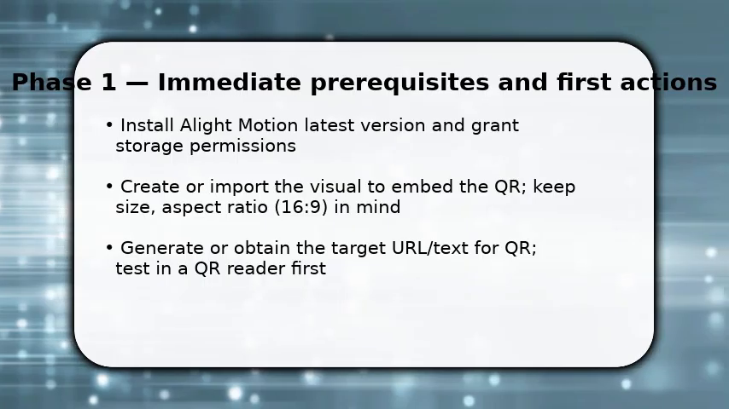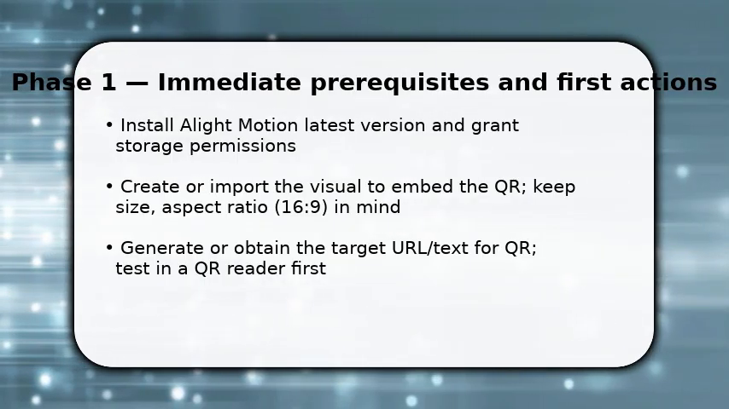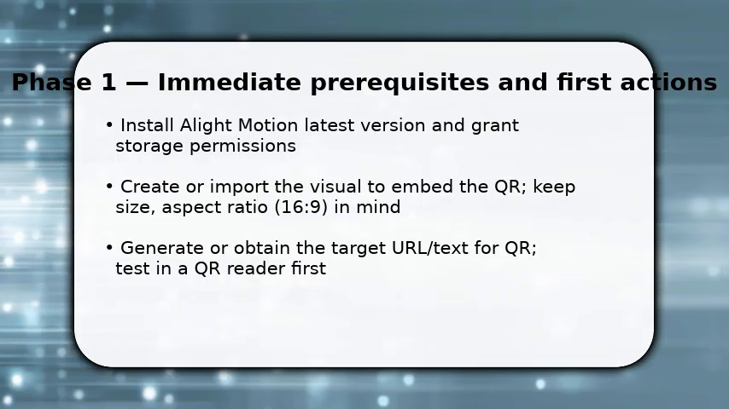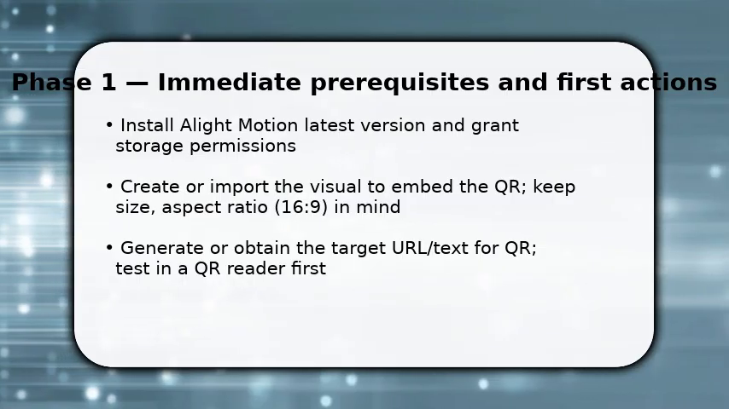Start by opening Alight Motion and loading the composition you want to embed a QR code into. You need the final URL or text ready. This is what the QR will encode, so test it in a reader to avoid mistakes.